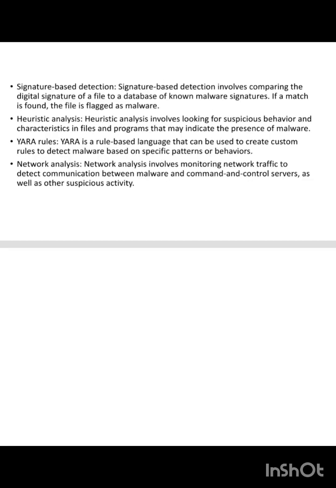The next one is signature based detection. Signature based detection involves comparing the digital signature of a file to a database of known malware signatures. If both of them match, then the file is flagged as malware. The next is heuristic analysis. It involves looking for suspicious behavior and characteristics in files and programs that may indicate the presence of malware. Next is YARA. YARA is a rule-based language, so you can create your own custom rules to detect malware based on specific patterns or behaviors.